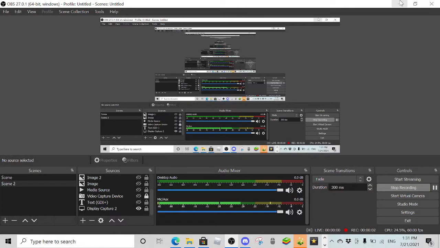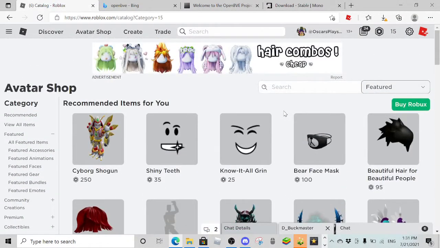Hey guys, today we'll be showing a fast way to get free Robux. So, I only found one way to get free Robux, which is by making a game.